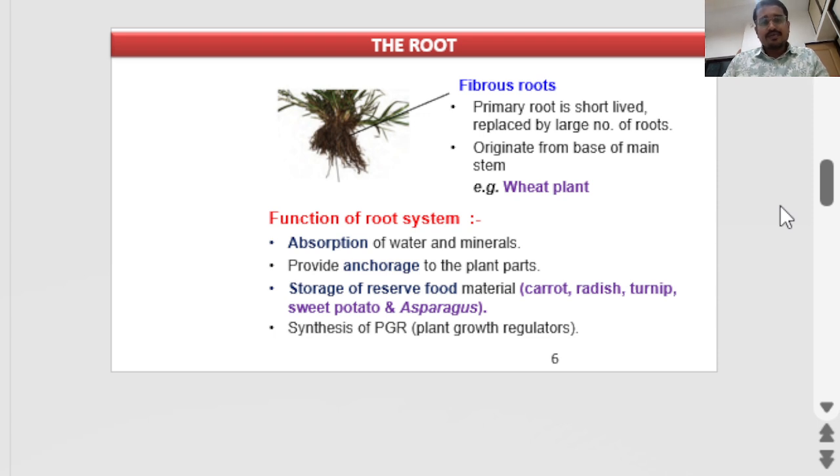Now we will see the functions of the root system. Following are certain functions which include absorption of water and minerals, one important function. Then the roots provide anchorage to the plant body so that they can hold the soil. Roots also act as a storage of reserve food material in several plants, and they also have an important role in the synthesis of plant growth regulators. Synthesis of what? Plant growth regulators.